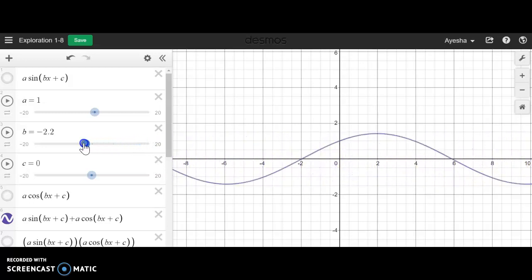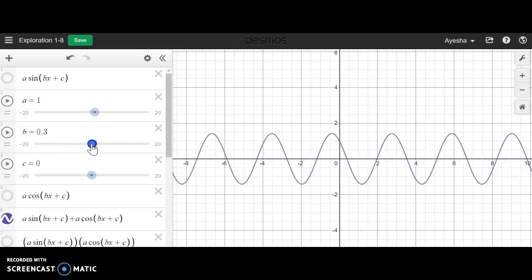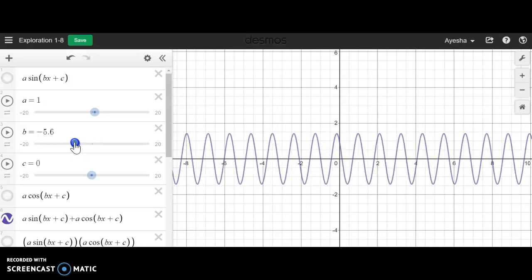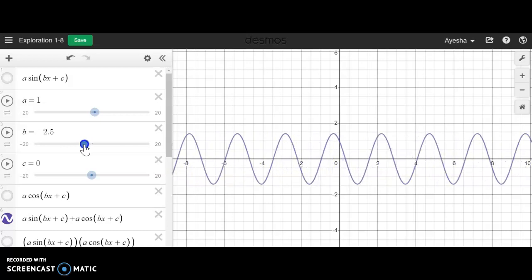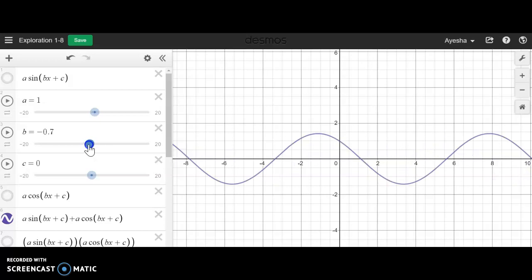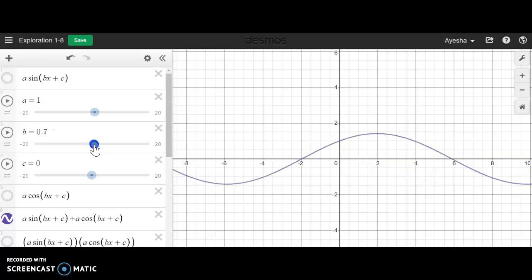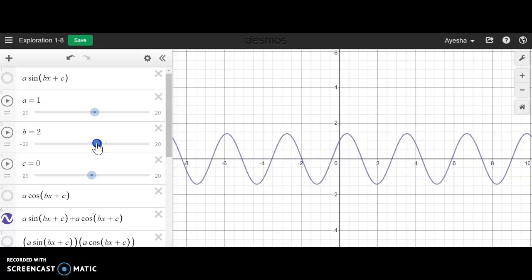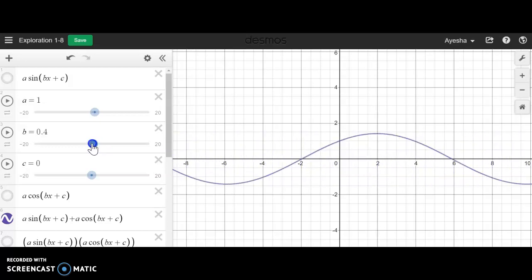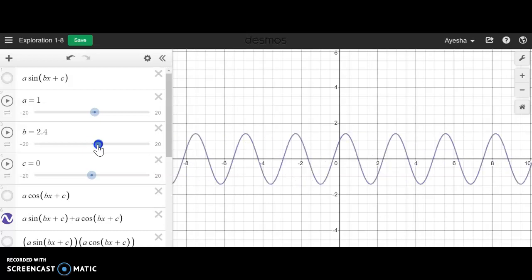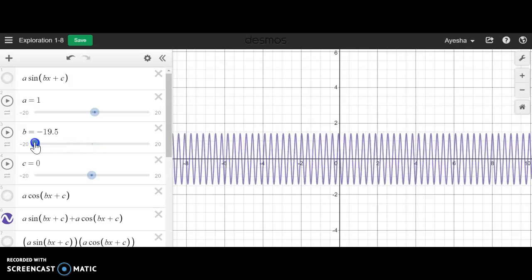But as we move towards smaller absolute values, like negative 2 or negative 1, the period of this graph is getting really stretched out. With something like 0.4, it's getting really, really stretched out. And when b equals 0, it's a straight line. So that's an interesting observation.